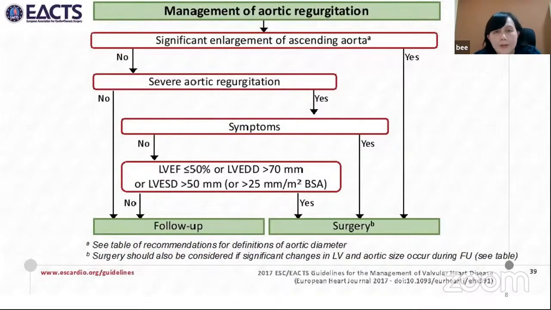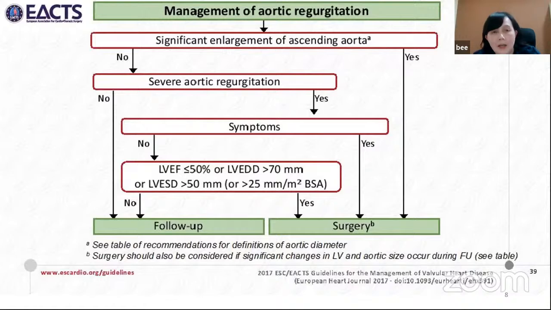In the management of aortic regurgitation, the 2017 ESC and EACTS guidelines consider the diameter of the ascending aorta first. They recommend surgery when the diameter of the aorta is between 4.5 to 5.5 centimeters, depending on the etiology of the aortic dilatation, regardless of the severity of the aortic regurgitation. Next, when it comes to significant aortic regurgitation, the timing of surgery is guided by one, the presence of symptoms, and two, by left ventricular dysfunction. And these are class one indication for surgery.